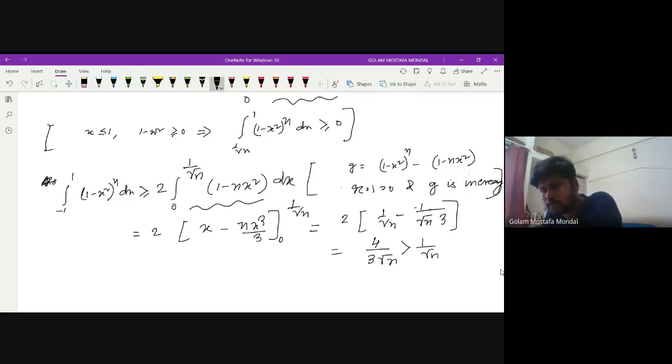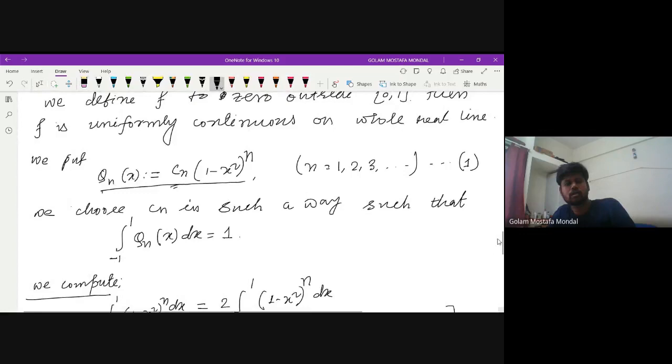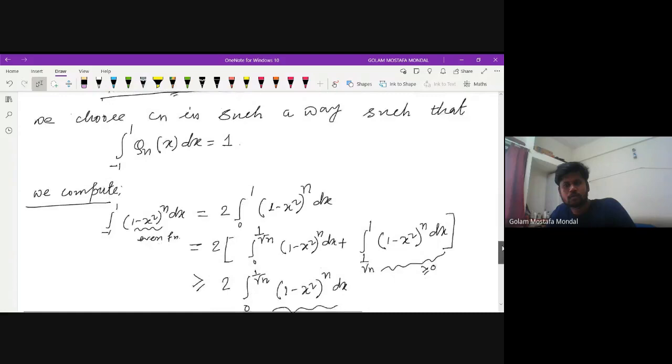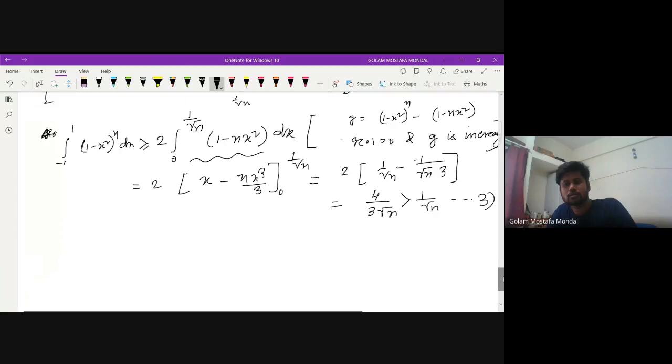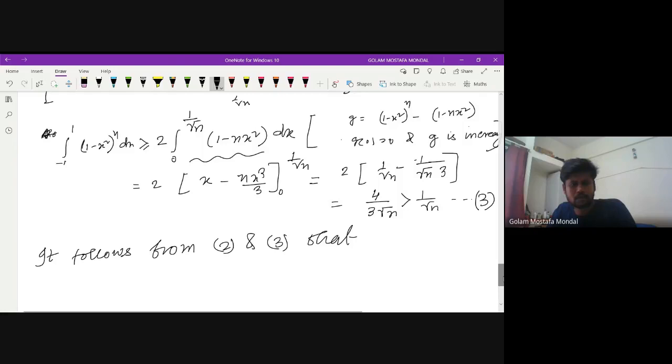So see that Qn x equal to this, and integration from minus 1 to 1, this is equal to 1. Right, this is just 2. And right, this is just 3. So it follows from 2 and 3 that Cn less than root n. Okay.